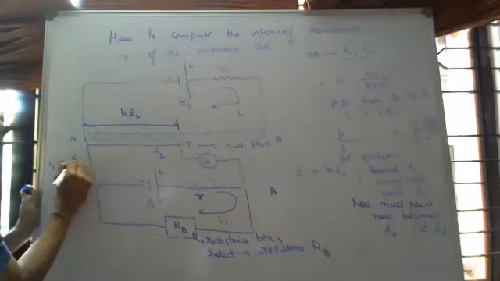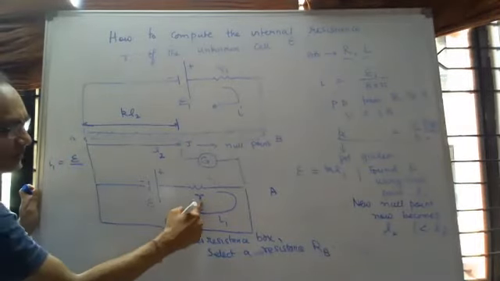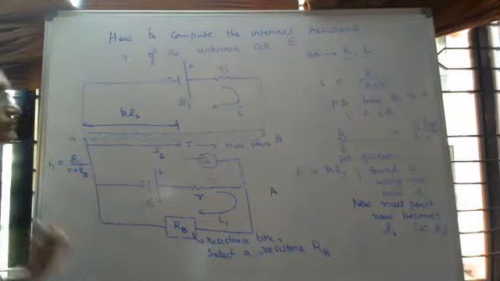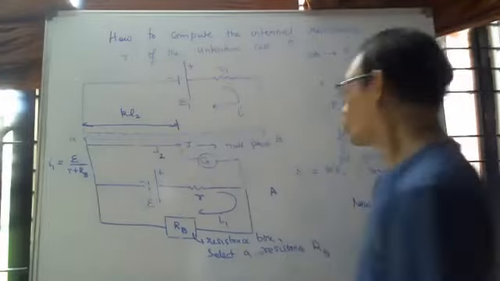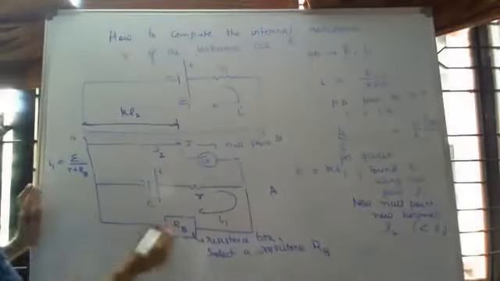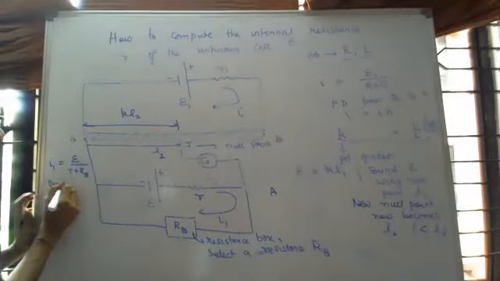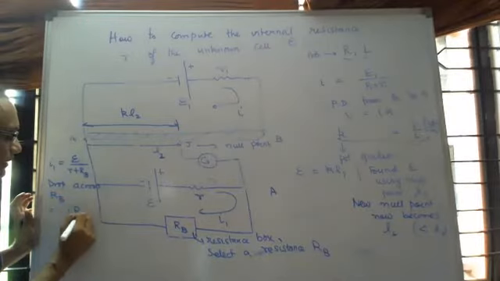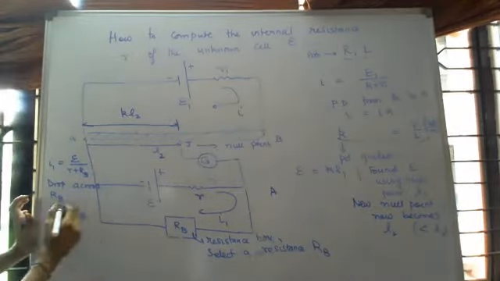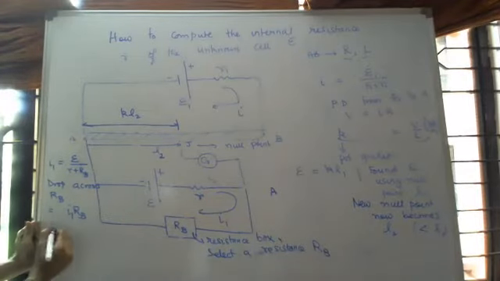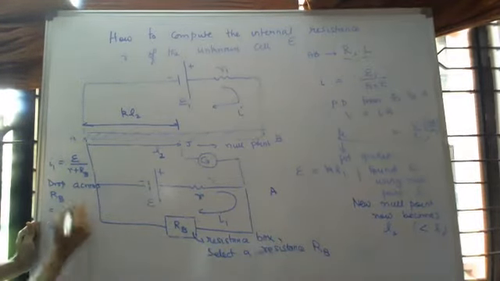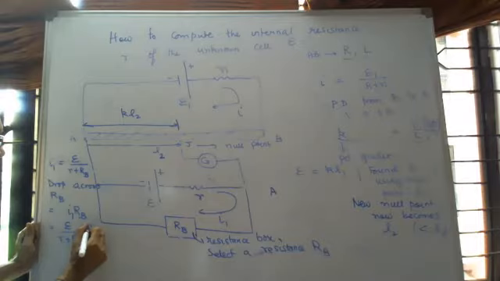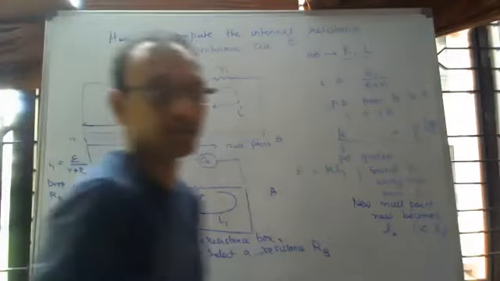What is I1? I1 would be epsilon, which you have already found, divided by small r plus RB. What is the drop across RB? The drop across RB is I1 into RB, which is epsilon by r plus RB into RB. That's the drop.